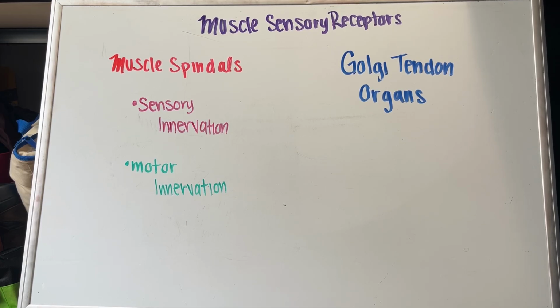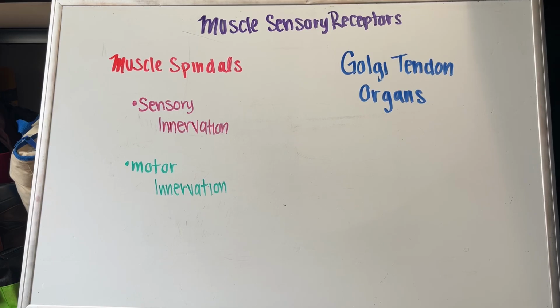This is achieved through alpha-gamma coactivation, where gamma motor neurons activate the spindle at the same time alpha motor neurons activate the extrafusal fibers, preventing the spindle from becoming slack when the muscle shortens and maintaining tension in the spindle's central region. This constant low-level activation contributes to muscle tone. The function: muscle spindles detect changes in muscle length and the rate at which it is changing.